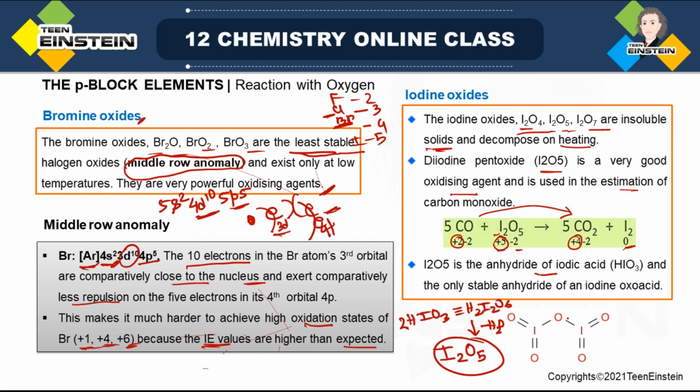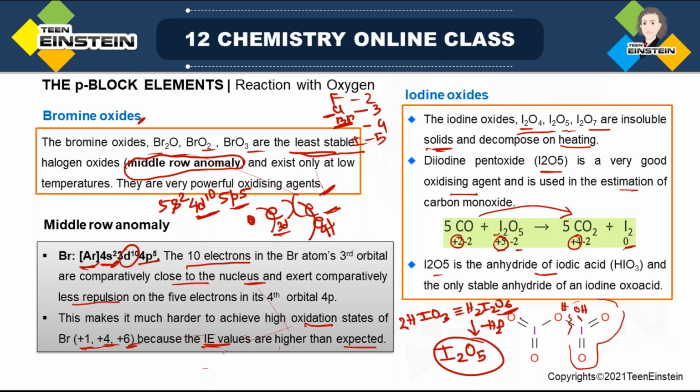You can also understand it. Just break this and add H and OH. See, this is basically iodic acid, HIO3. So I2O5 is the anhydride of iodic acid, but in case you cannot remember it, no problem. Just take I2O5 and add water to it.